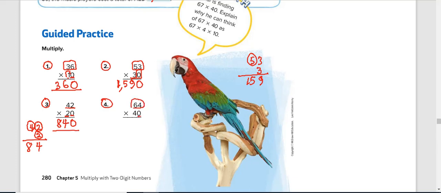And lastly, question number 4. 64 multiplies 0, 0. Then 64 multiplies 4 in the tens place. So we multiply by doing 4 times 4, 16, 6 down, 1 up. 4 times 6, 24, plus 1, 25. That is 256 tens. So final answer, 2560.